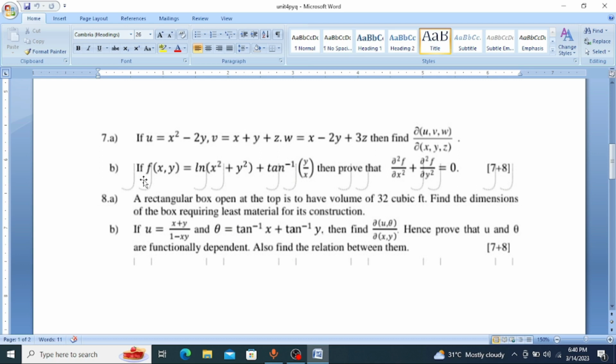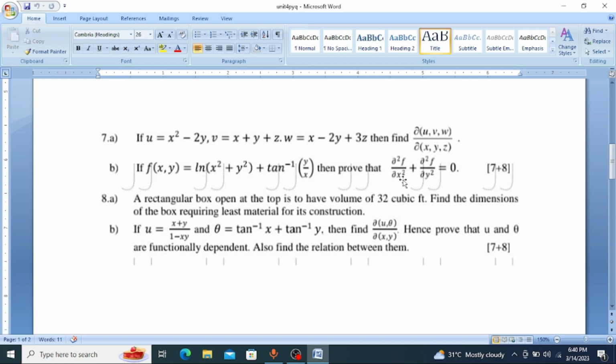And the next question: if f of x comma y is equal to ln of x square plus y square plus tan inverse of y by x, then prove that dou square f by dou x square plus dou square f by dou y square is equal to 0. So here you have to differentiate the function with respect to x and y. It means at first find out dou f by dou x and dou f by dou y.